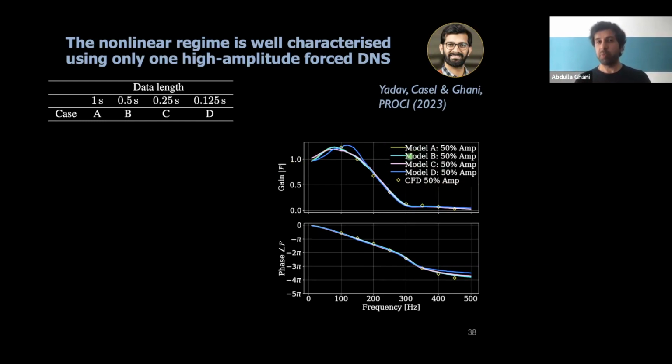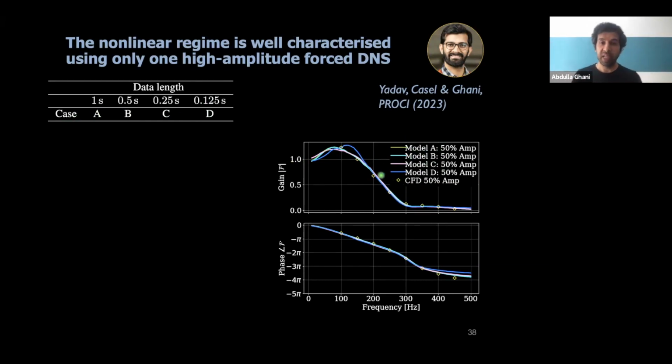amplitude of 50%. So before it was 5 to 7% to stay in the linear regime. And now we're talking about 50% of the mean flow, which is highly nonlinear. And we see that all of these models, no matter with which time series lengths we're dealing here, they replicate these yellow diamonds which come from the CFD.